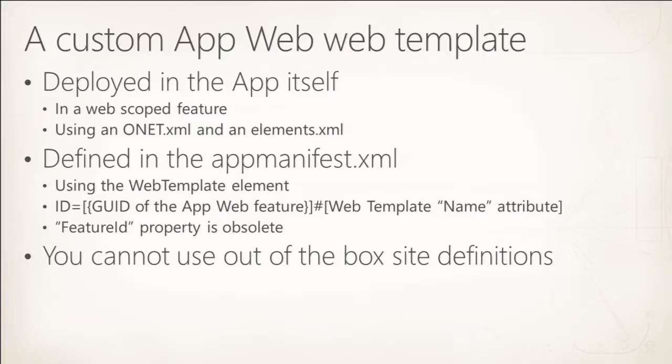There's also, if you use Visual Studio to modify your app manifest, a feature ID property, but that's obsolete. When I first started, I was like, what's the difference? There is no difference. You don't use the feature ID property. And again, you cannot use any of the other out-of-the-box site definitions. If you don't do anything, the app-0 definition will be used. You don't have to specify that, and you don't have to use that web template element at all. It also doesn't show up in the user interface of the app-manifest.xml in Visual Studio, so you have to go into the XML for that.